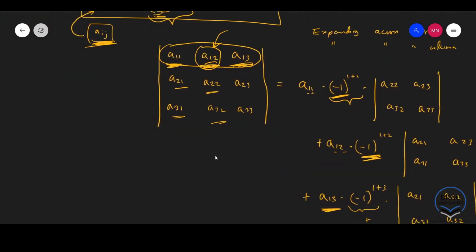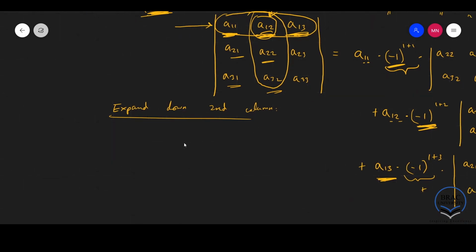Now, in this case, we expanded across the first row, but that is not the only way that we can evaluate this. We can also equivalently expand down the second column, for example. So we can expand across any row or down any column. We're considering now the second column, and we apply exactly the same process. So we consider A12 times -1 to the power of 1 plus 2 times the minor that we get, which is A21, A23, A31, A33.